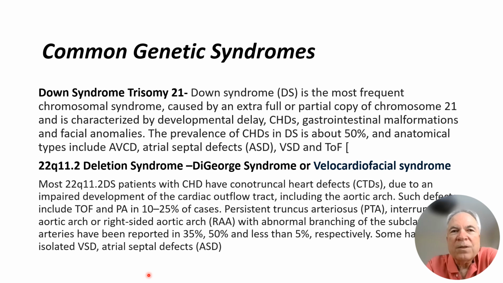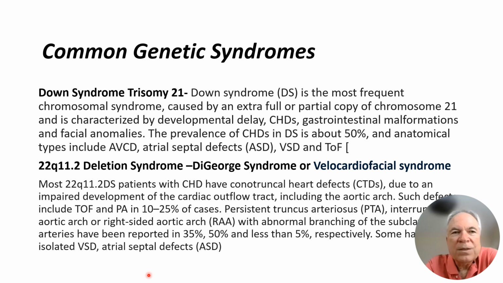The prevalence of congenital heart disease in Down syndrome is about 50%, and the most common defects include AV canal, complete AV canal, atrial septal defects, VSD, and tetralogy of Fallot. So about 50% of children with Down syndrome have congenital heart disease.